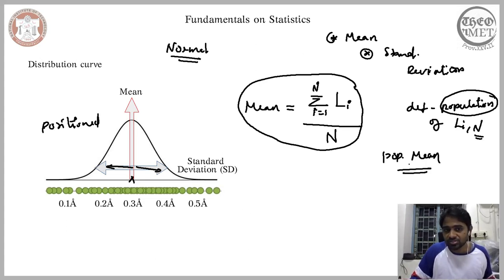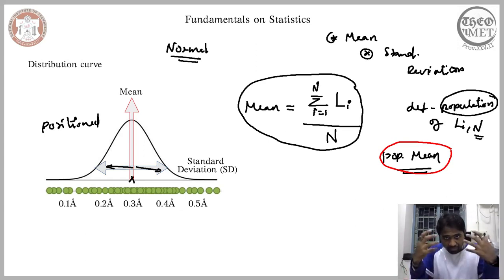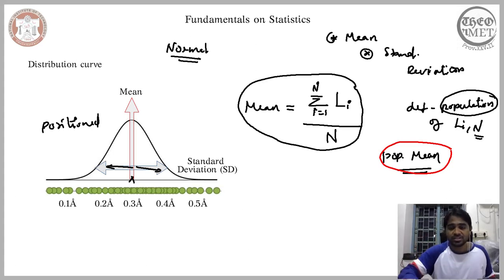So this is something we need to understand. What a distribution curve gives us is a population mean. The reason we call this the population mean is that we have a definite population of size n, and each member of this population has its own lattice parameter. Each member of this population is an alloy, and the mean we have estimated by considering the individual sizes, summing them all up and dividing by the entire size of the population. Since it is dependent on the size of the population, we refer to it as the population mean.